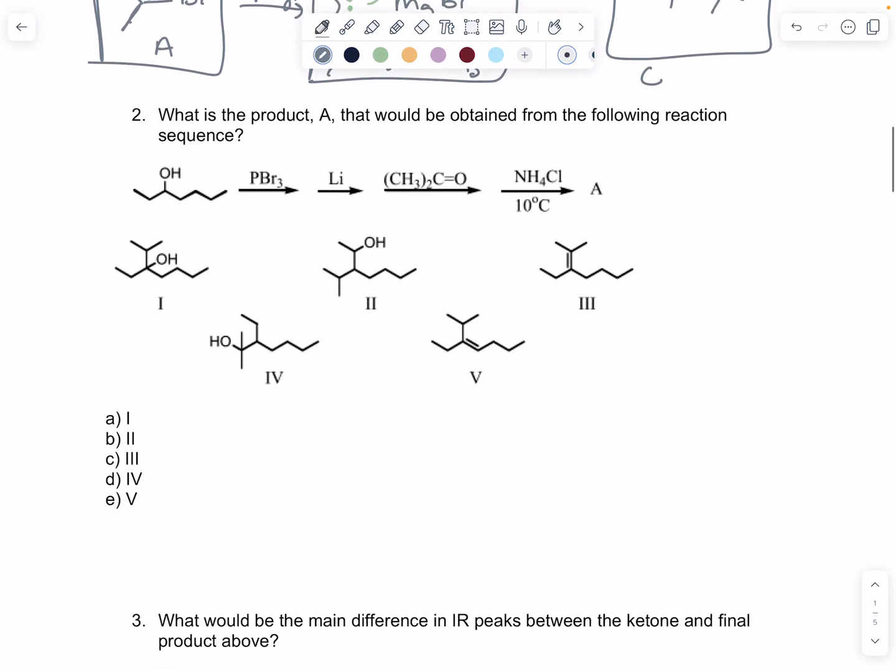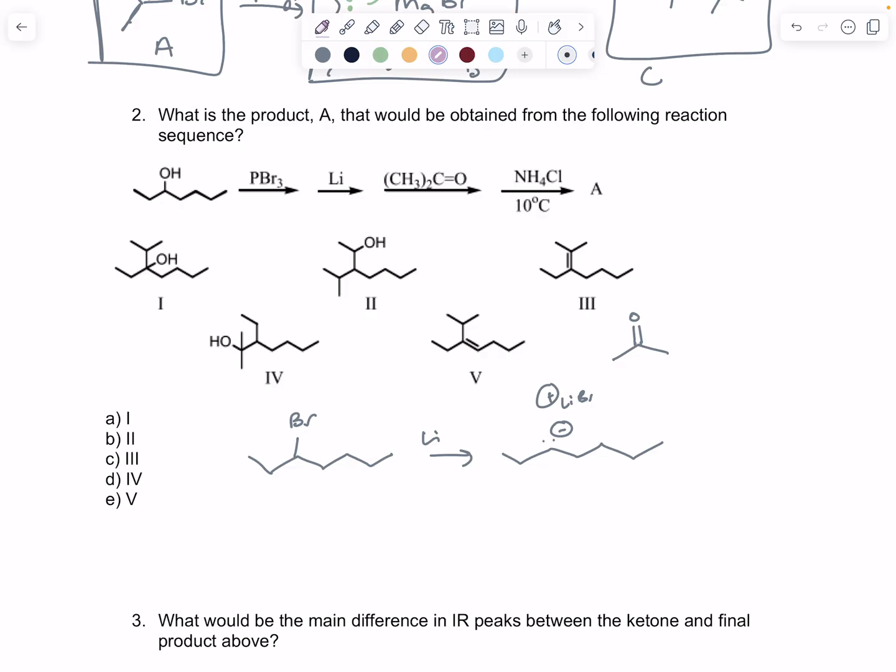Okay. So the next question: what is the product A that would be obtained from the following reaction sequence? The first part is the same basic idea as the last one. We're replacing our alcohol with bromine, and then we add lithium, and so it basically becomes this negative carbon. A lot of y'all got to that with no problem. We have bromine and then we add lithium, so it's this, and then basically LiBr and the carbon minus.